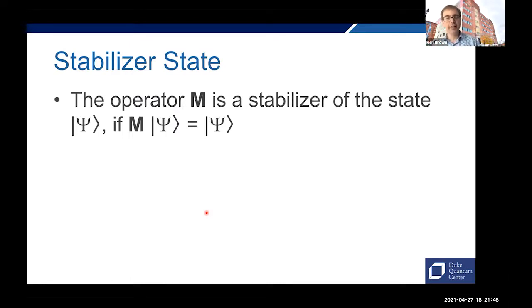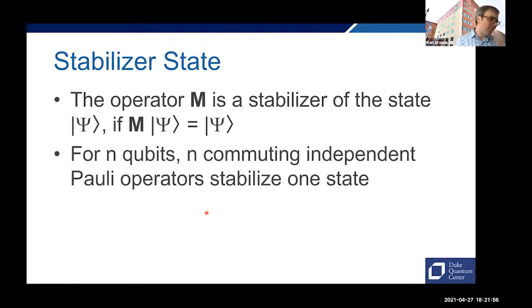So we define the operator M, any operator, as a stabilizer of the state psi, if when M acts on psi, nothing happens. So for N qubits, we have n commuting independent Pauli operators that will stabilize one state.